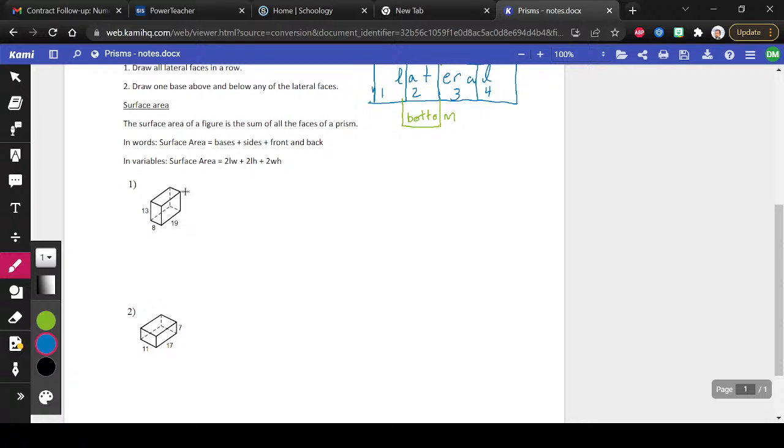So if we look here, I'm going to call this the top in blue and this the bottom in blue down here, which means when I go to draw my lateral faces, 1, 2, 3, I look here, this 13 would describe the height of that prism. And then the two numbers that describe each of the rectangles are 8 and 19 and 8 and 19.